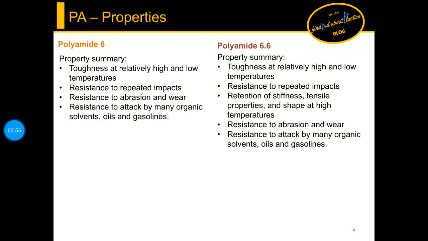Okay, let's continue with the properties. Polyamide 6 shows good toughness at relatively high temperatures of 80 degrees C and at low temperatures as well, and has resistance to repeated impacts. This is rounded up with good resistance to abrasion and wear. Chemically, PA6 has resistance to many organic solvents, oils and gasolines. In comparison, polyamide 6.6 can be used at higher continuous service temperatures, so 100 degrees C to 120 degrees C, combined with a better retention in stiffness, tensile properties and peak temperatures.